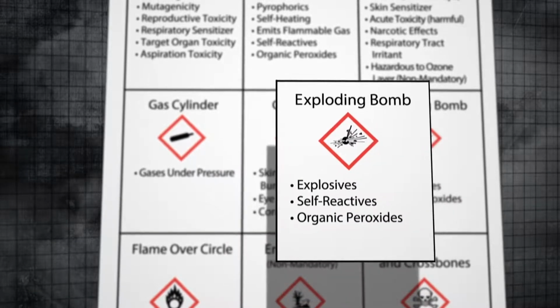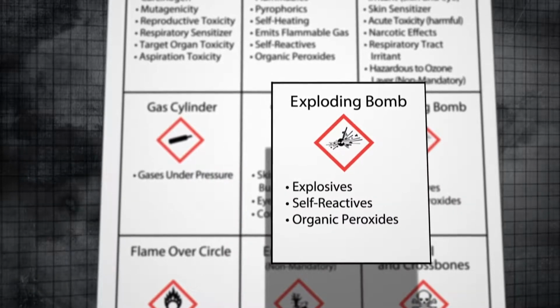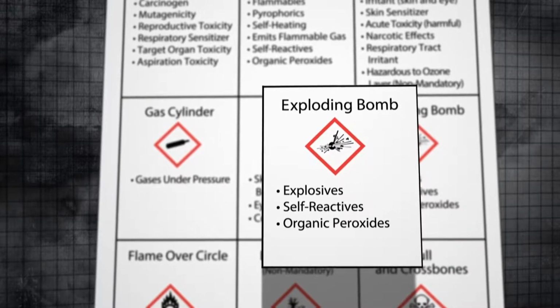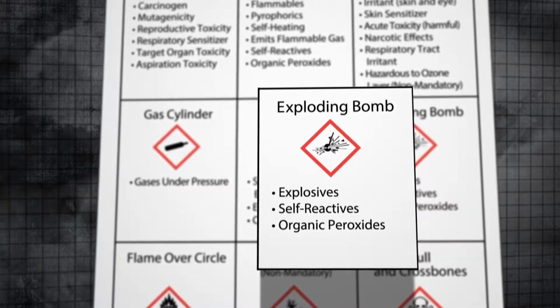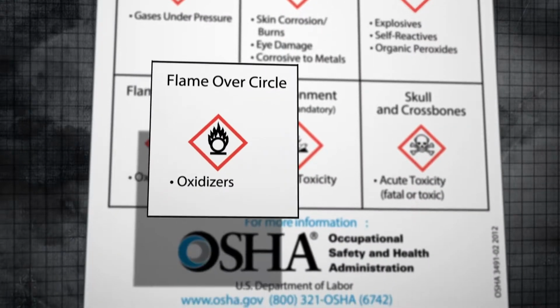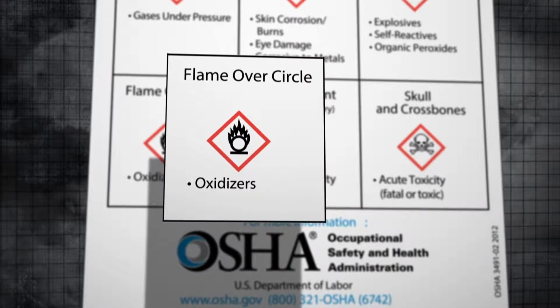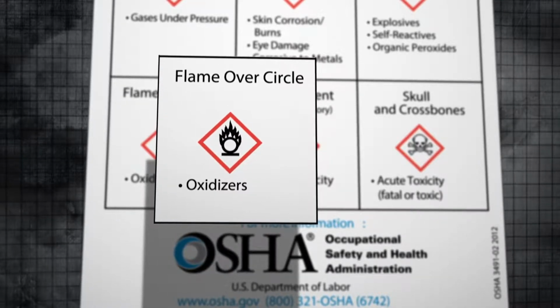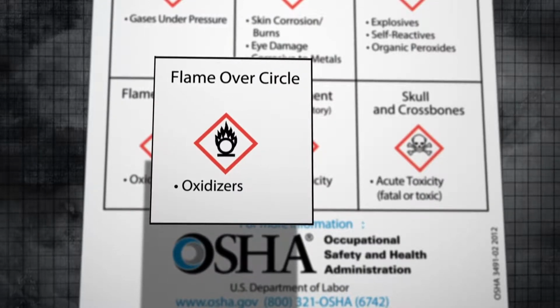Exploding bomb, for explosives, self-reactives, and organic peroxides. These are unstable compounds that may decompose and burn rapidly or explosively, even at relatively low temperatures. Flame over circle, for oxidizers. These are chemicals that may not catch fire themselves, but that can react with other substances to make them more likely to catch fire.